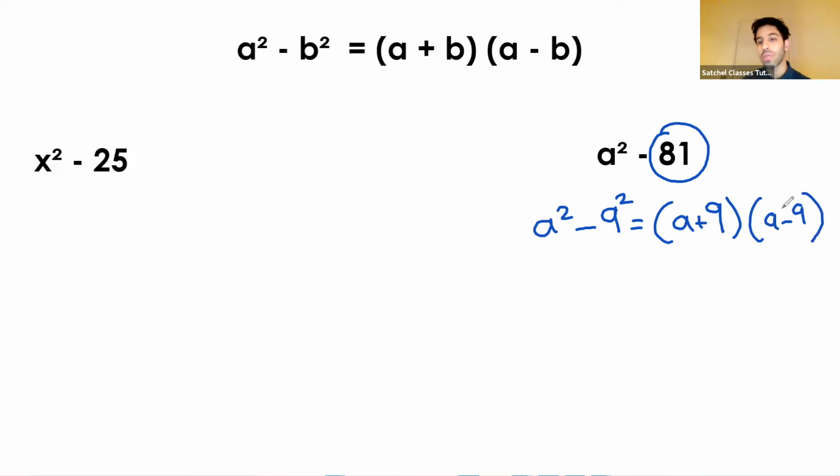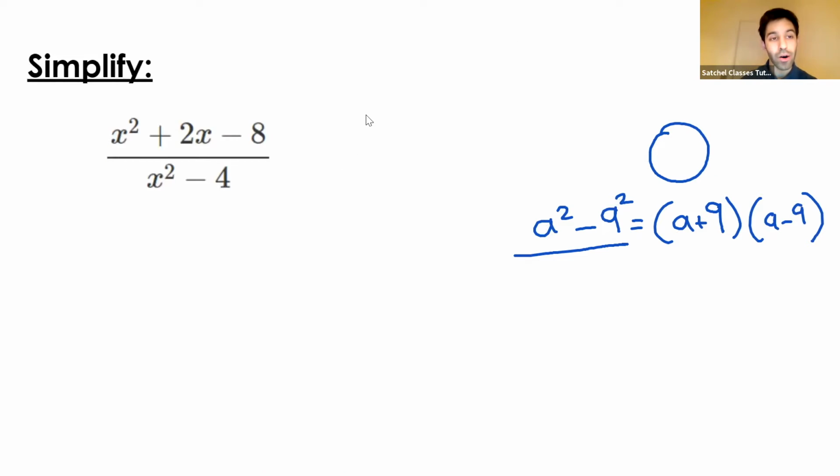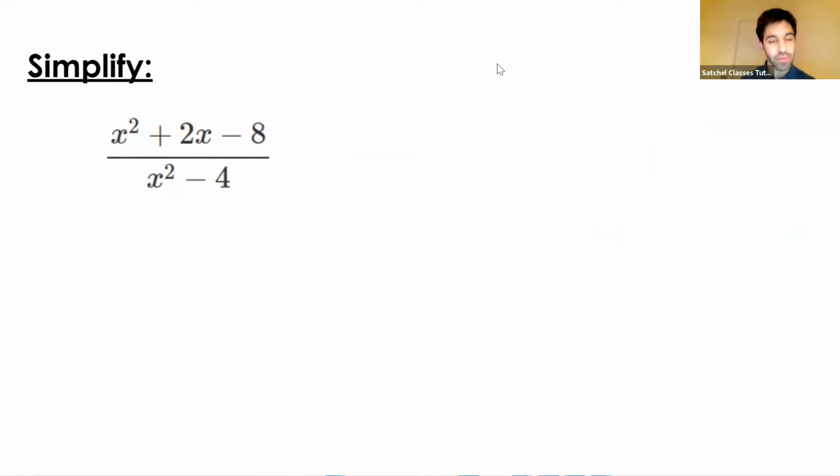And if you're unsure, you can expand this and see if you will get the expression that you started with, which is going to be a squared minus 81 for that matter. Okay, and moving on to some trickier examples. So quite often when you're asked to simplify algebraic fractions, you may have to recall this skill. So let's think about this problem. To simplify algebraic fractions, now I've done this before in another video, so if you're unsure about algebraic fractions, by all means do watch that video.